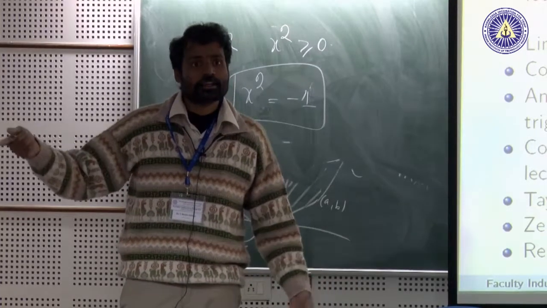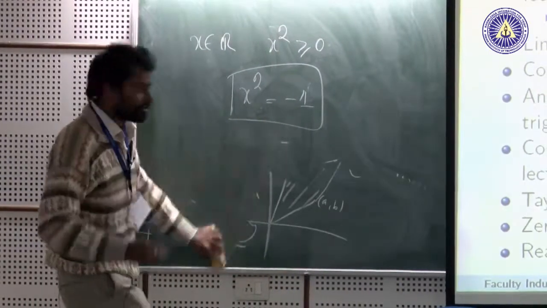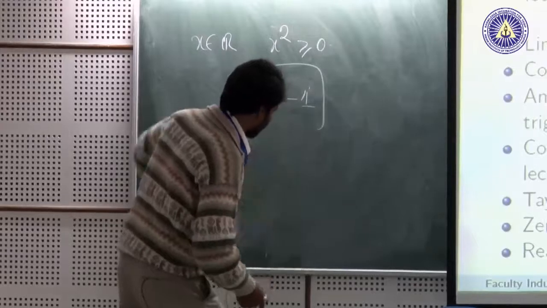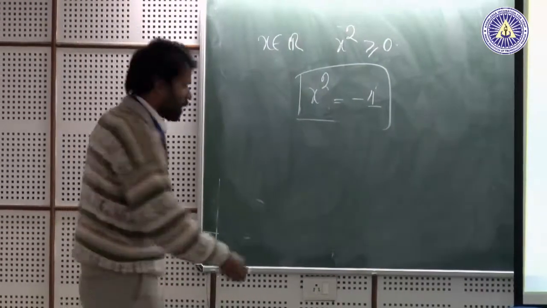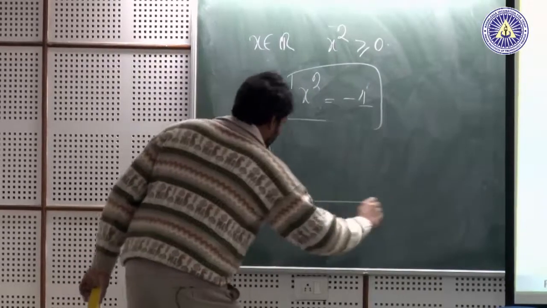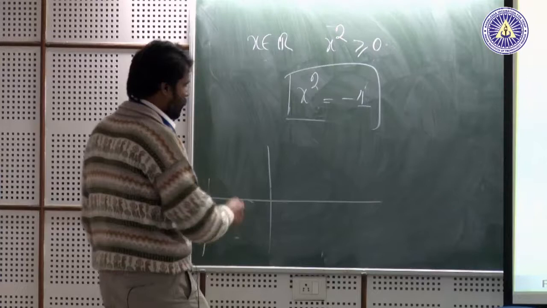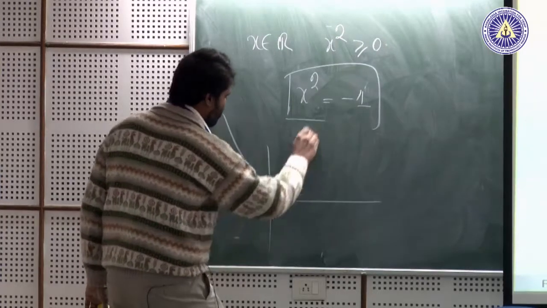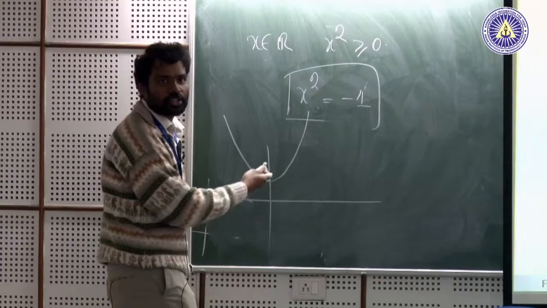Ideally the solution should not exist. See, what is the solution of x square plus 1? X squares are parabolas, right? So when you say x square plus 1, it's a parabola with an intercept 1. At x equal to 0, it's 1.